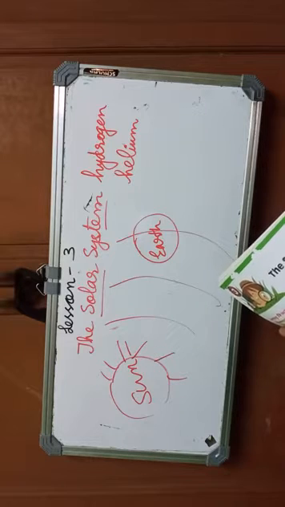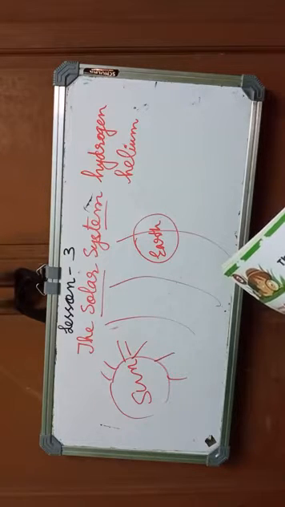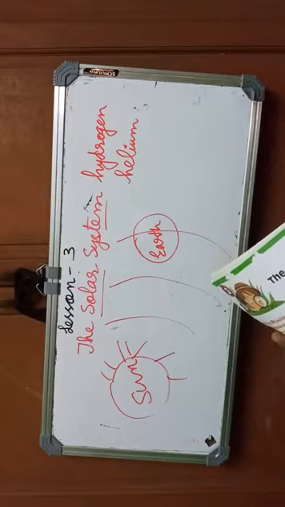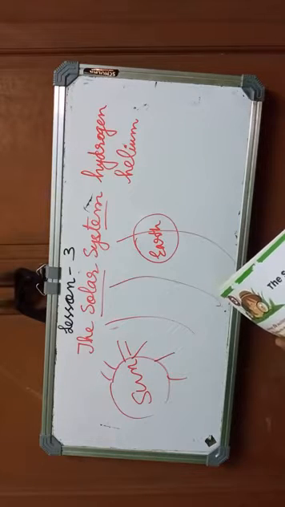The temperature on the surface of the sun is about 5500 degrees centigrade, and that at its core is about 15 million degrees centigrade.